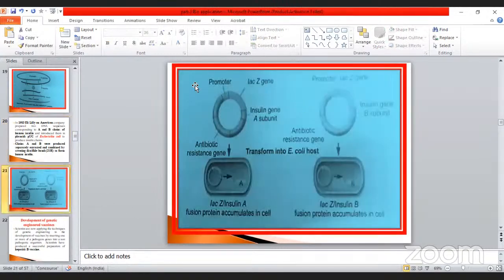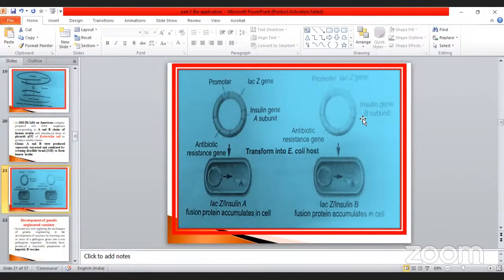See this one. Here there is insulin A and insulin B. These are different types of molecules, also separated: insulin A, insulin B, insulin C, like that. It depends upon the component. Here there is a plasmid, and the promoter is the LacZ gene. The LacZ gene is essential for human insulin production. Already we discussed the insulin gene A subunit and here the insulin gene B subunit.